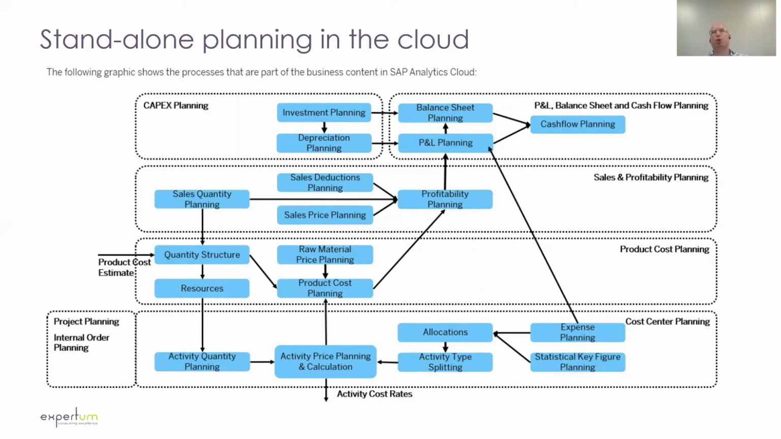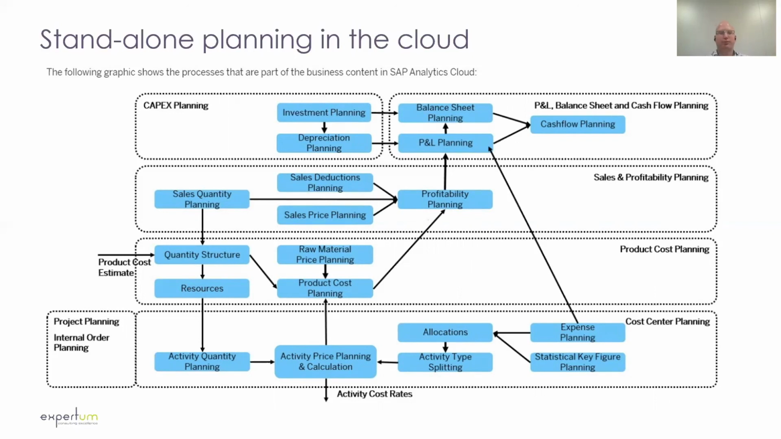This is more or less the same information as we saw in the beginning with my own version of this information. So it goes from sales quantity planning into profitability planning, but also into quantity structures, and then into product cost planning, back to profitability planning, and in the end you have balance sheet information, cash flow planning, etc. This is all freely available if you want to use it. It's available as a standalone planning solution in the cloud.